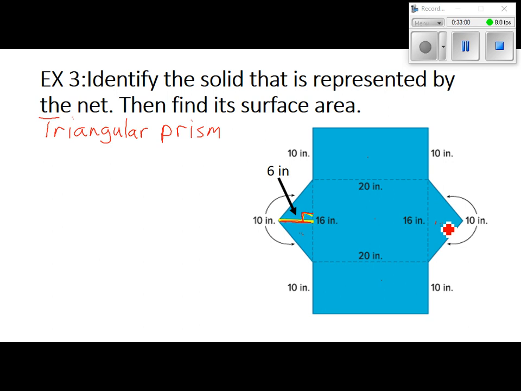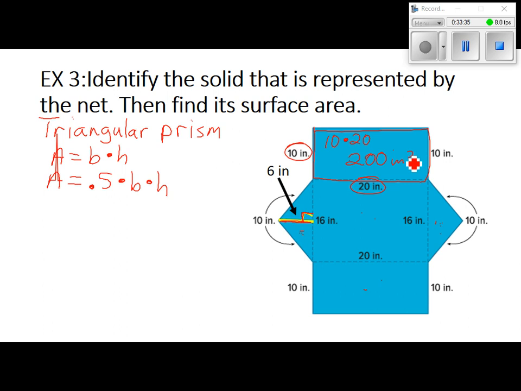Now all we're going to do is find the area of each of these faces. Remember, the area of a rectangle is just base times height. The area of a triangle is 0.5 or 1/2 times base times height. So for this rectangle, this top one right here, base times height, well, one of the lengths is 10, the other one's 20, so it's just going to be 10 times 20, which is 200, and it's inches squared because it's area.